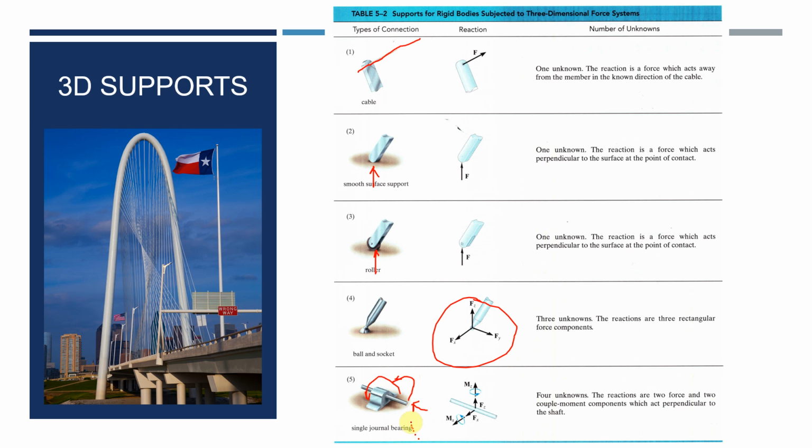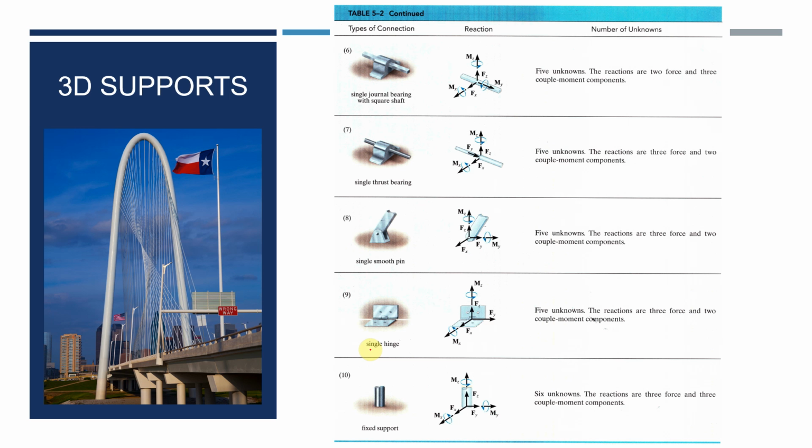Obviously, if you have a moment in Y, M sub Y, a moment parallel to the shaft, well, that would mean the shaft will turn. That's what bearings are all about. And a journal bearing, it can slide. Okay.